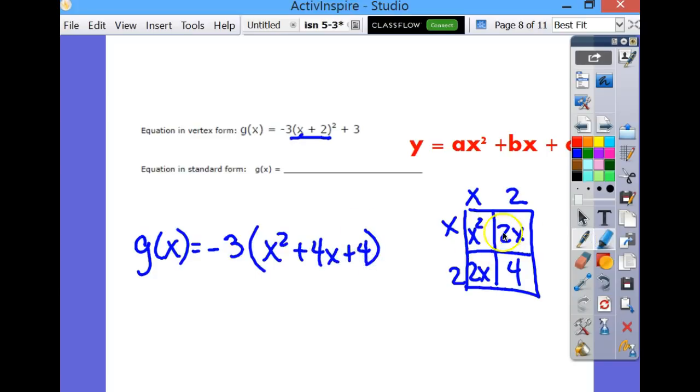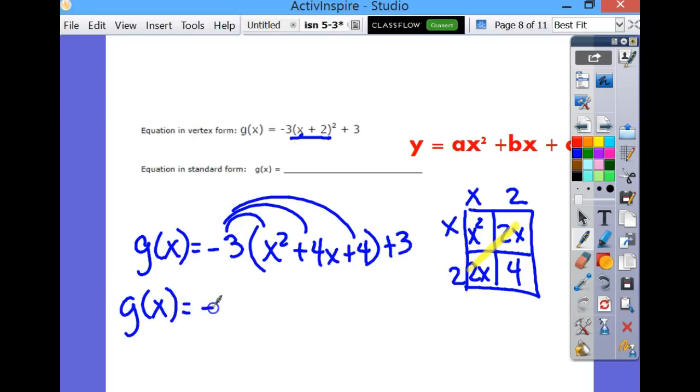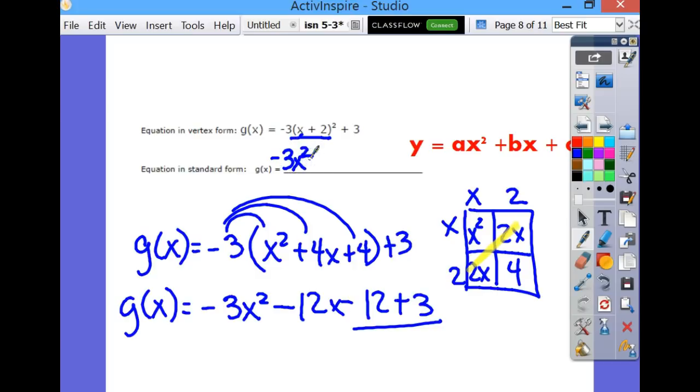from my box problem, of course, I combine like terms, and then I'm going to have a plus 3 out on the end. Now I distribute. That would be a minus 12x minus 12 plus 3, combine like terms. Negative 3x squared minus 2x minus 9. What do you notice about this number? Isn't that the y-intercept on our graph?